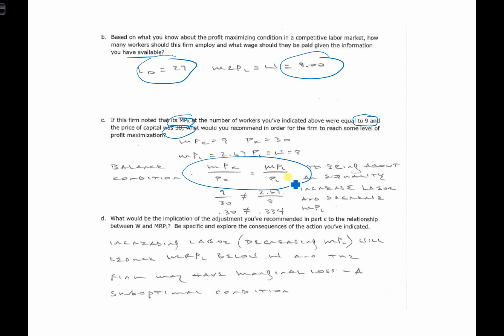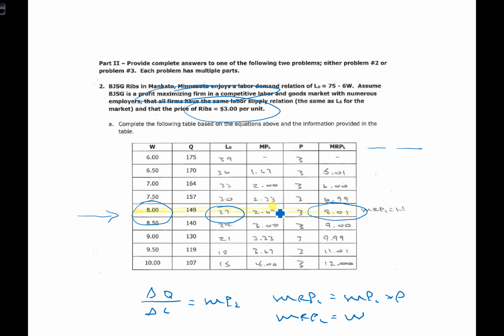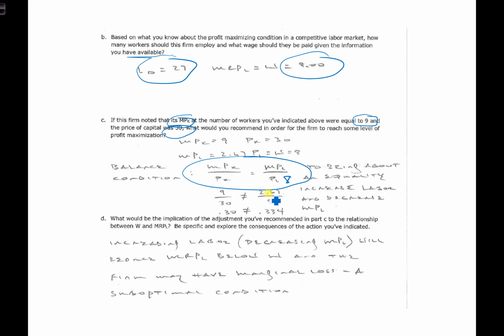Well, we know that the wage was 8. And we know at a wage of 8, the marginal product of labor was 2.67. So we can see that the marginal product of capital divided by the price of capital, 9 divided by 30, needed to be equal to 2.67 divided by 8. And it's not, because this would suggest that 0.3 is not equal to 0.334, and it's not, of course. So if that's the case, what do you do to solve the problem?